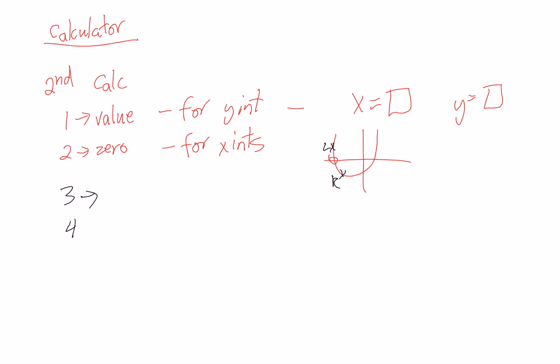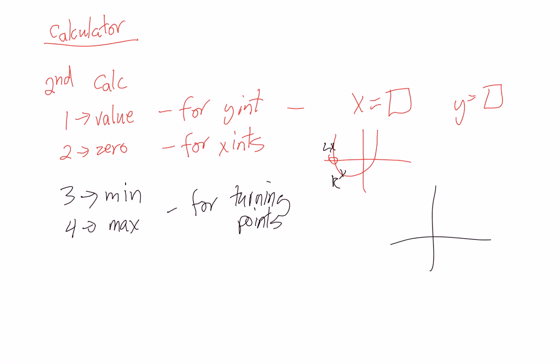Numbers 3 and 4 both work the same. They're for calculating the turning points. So if you're looking for the max or min, it'll help you figure out those coordinates. On a graph, let's suppose we do a cubic, and I was looking for this maximum here. You do exactly like you do for finding the x-intercepts. You just go left and right of that peak, hit enter, and it'll give it to you. Those are the best ways to solve.